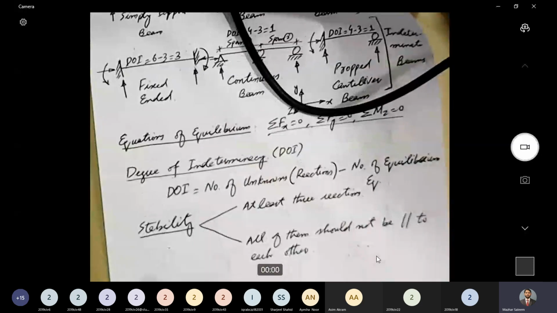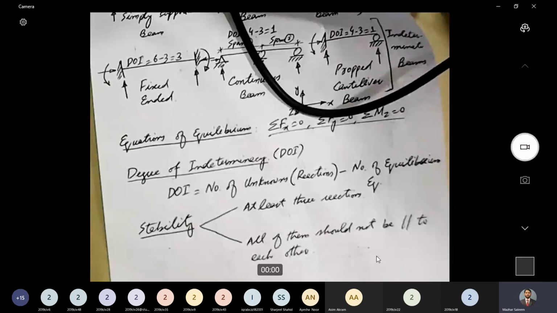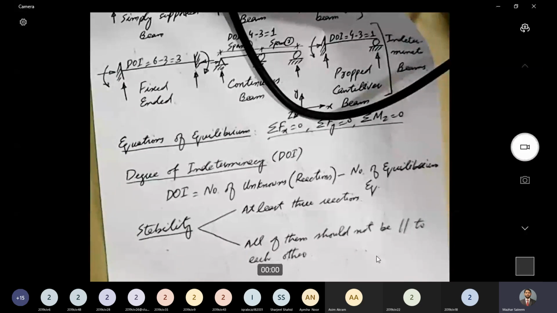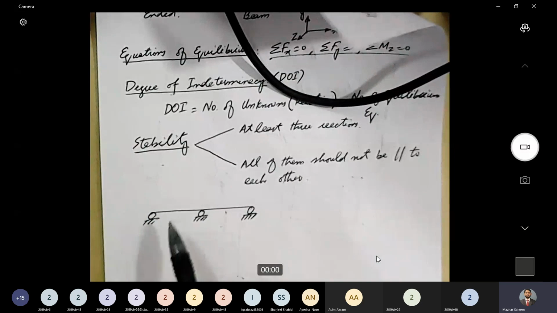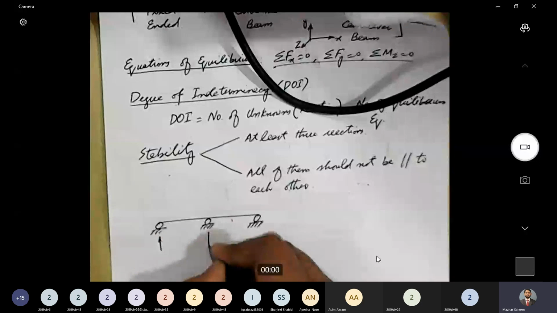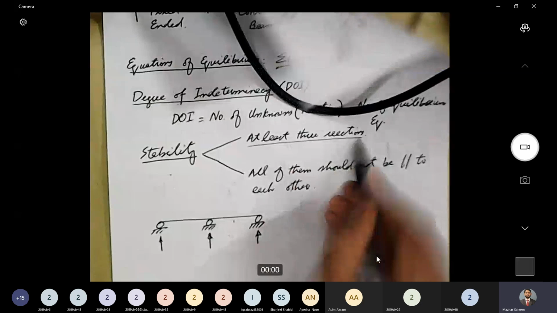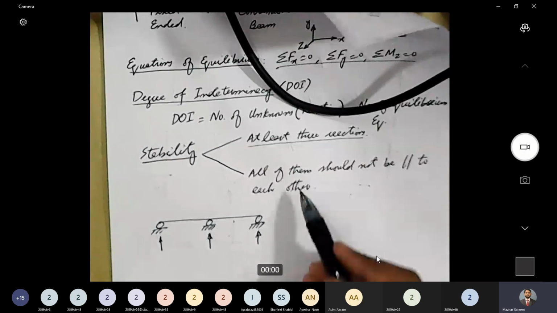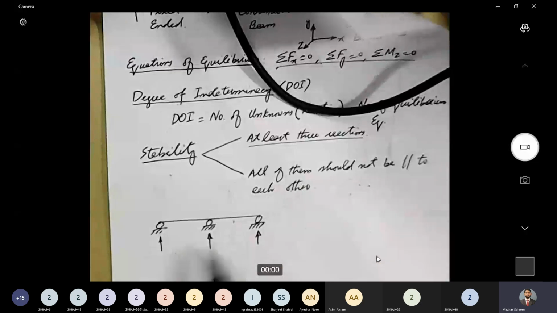Now let me give you an example of a beam that has 3 reactions, but it is still unstable. For example, if I make a continuous beam like this. Oh, not visible. Okay, so this is a continuous beam, and this continuous beam has 3 roller supports. Now, how many reactions will be generated? There will be 3 reactions. So the first condition of stability is satisfied. But is the second condition satisfied? All of them should not be parallel to each other. All of them are parallel to each other.